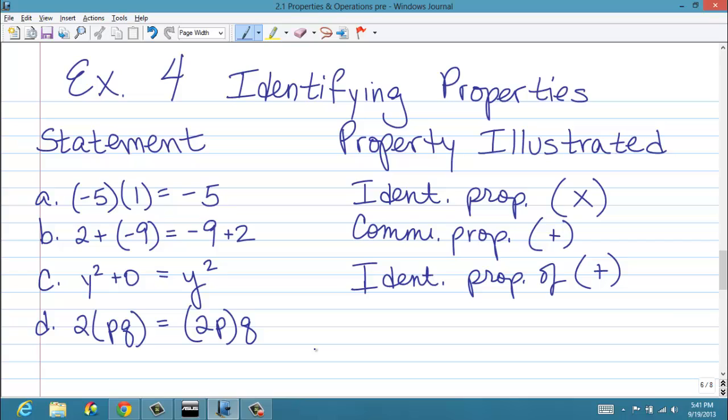Lastly, 2 times the quantity of PQ becomes the quantity of 2P times Q. What property did I use? This would be the associative property of multiplication, because I changed what numbers and variables were associating with what numbers and variables. So I changed the grouping. Associative property of multiplication, since that was the operation that we were engaged in.